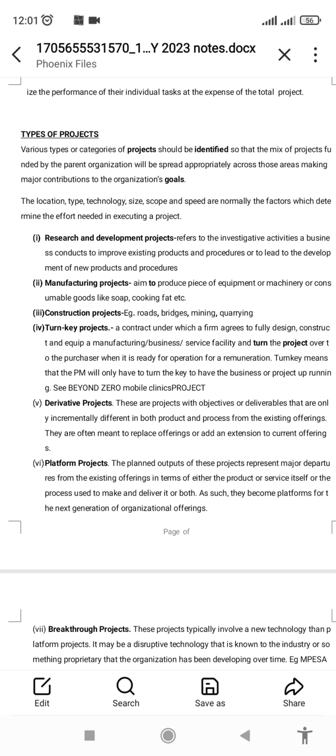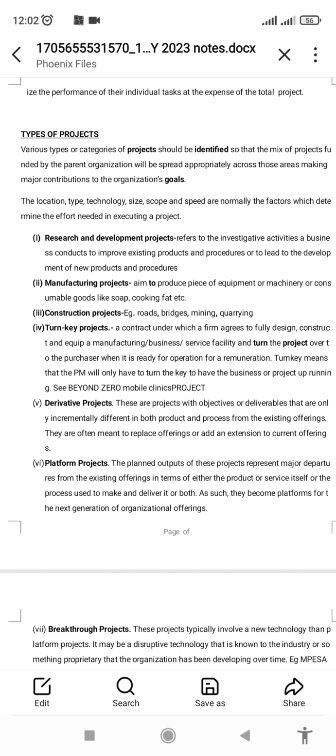So manufacturing projects aim to produce pieces of equipment or machinery or consumable goods like, for example, soaps, cooking oil, etc. Then next, construction projects. Examples of construction projects are roads, bridges, mining, quarrying, etc. Then next, turnkey projects. In turnkey projects, for example, a contract under which a firm agrees to fully design, construct and equip a manufacturing, business, or service facility and turn the project over to the purchaser when it is ready for operation, for remuneration.